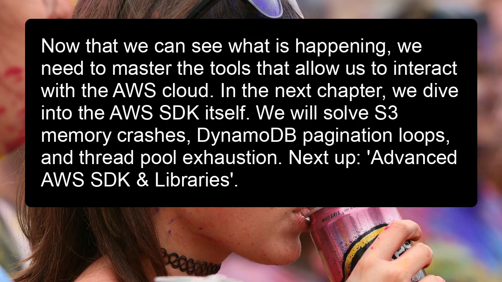Now that we can see what is happening, we need to master the tools that allow us to interact with the AWS cloud. In the next chapter, we dive into the AWS SDK itself. We will solve S3 memory crashes, DynamoDB pagination loops, and thread pool exhaustion. Next up, advanced AWS SDK and libraries.